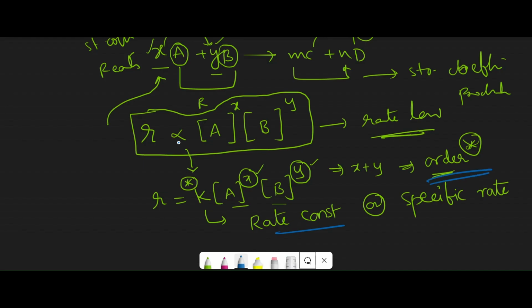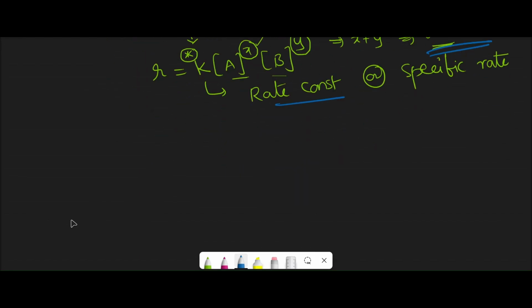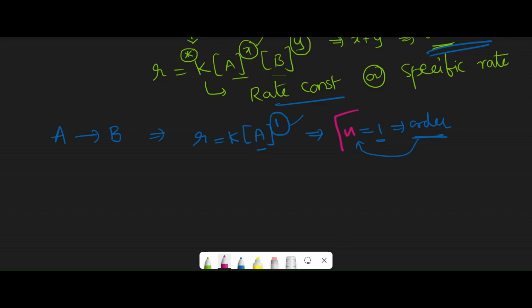Now suppose the order of the reaction is 1. For example, I am taking A gives rise to B, and this is the rate law, right? So here the order is 1, because the sum of the powers of the concentration of the reactant is only 1. So here I am assuming the order X as 1. Clear? Generally order is denoted by n, as per the books, we have to take the order with the letter n. So here the order is 1.